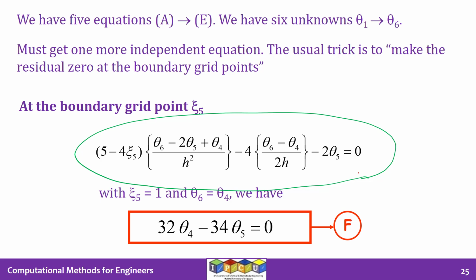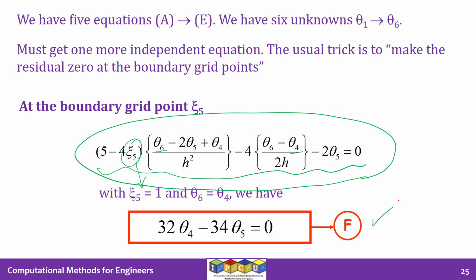So when you do that, you get this representation of the ODE in terms of finite differences. And we know that psi 5 equals 1. And we also learned that theta 6 equals theta 4, that we got from equation E. So with the incorporation of all this information, we get this particular equation, which we call equation F. Now we have 6 equations and 6 unknowns, and we can solve for these 6 unknowns. Of course, the 6th unknown, theta 6, is only fictitious. It is there for mathematical convenience. It is not there physically.